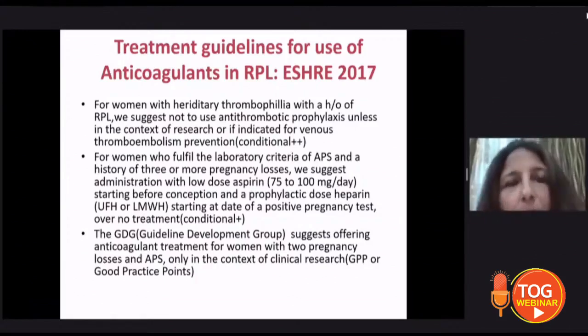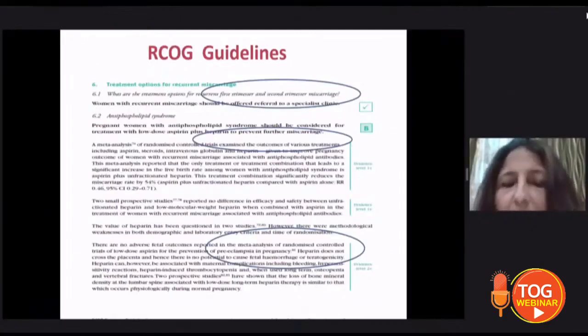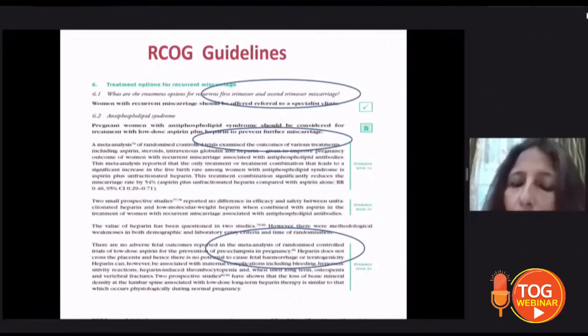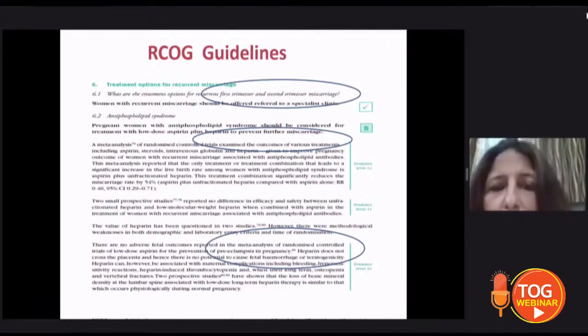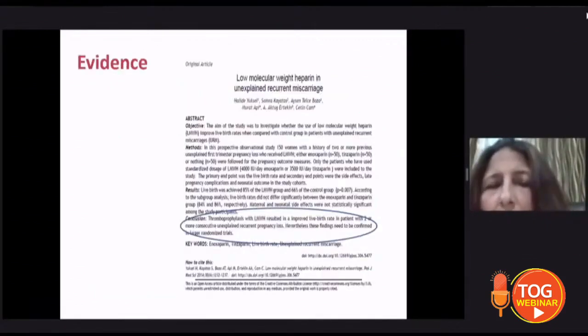Now, what does the RCOG say? Here also, according to RCOG, there have been some trials which have come to the conclusion that the benefits are there if you are using low-dose aspirin along with low molecular weight heparin. Comparatively, if you see, the results are almost the same as compared to only aspirin.